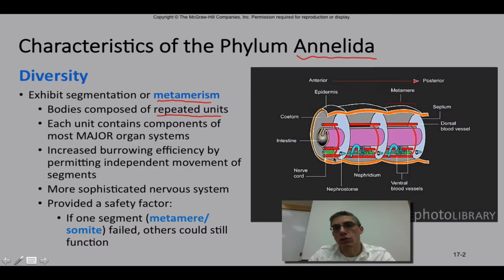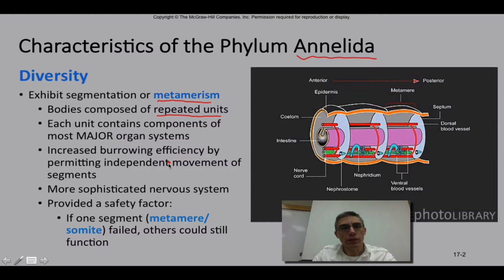If you look again at the picture on the right, as you make observations of each of the segments found in this animal, you're going to notice we have a dorsal blood vessel running through each of these segments, and that's part of the circulatory system. Down here we have a nerve cord, running again through each of the segments. We also have nephridia, which are part of the excretory system in these animals, and this long intestine makes its way through each segment as well. So again, this is metamerism, this is segmentation, where each segment has part of the major organ systems found in that animal.